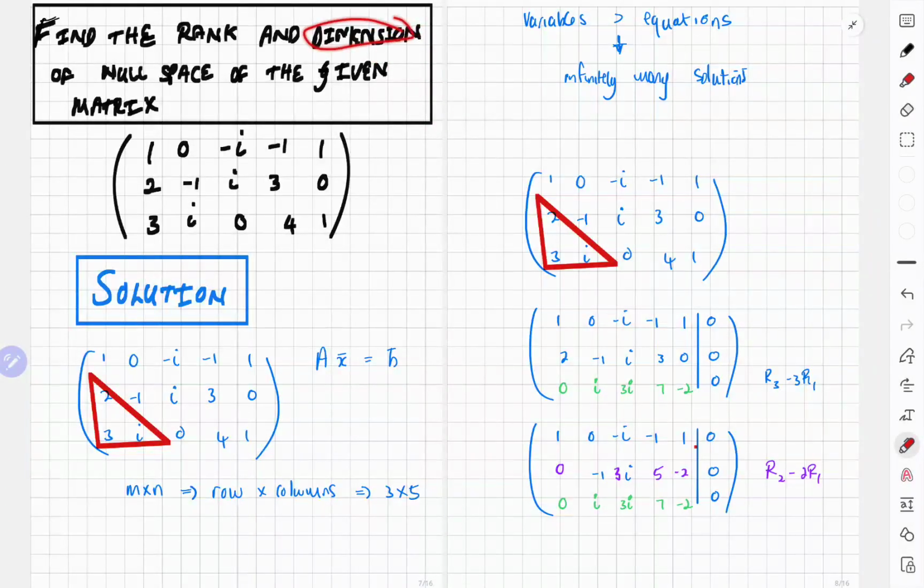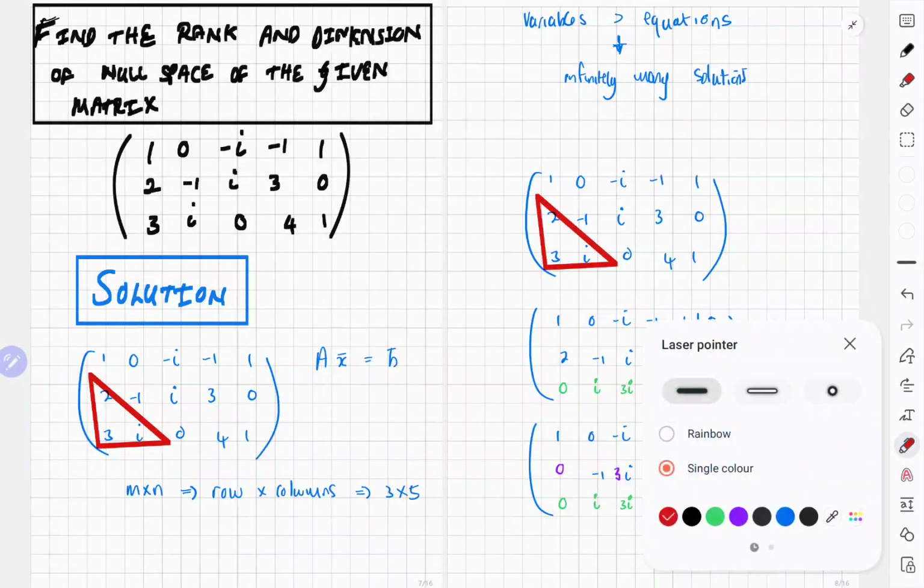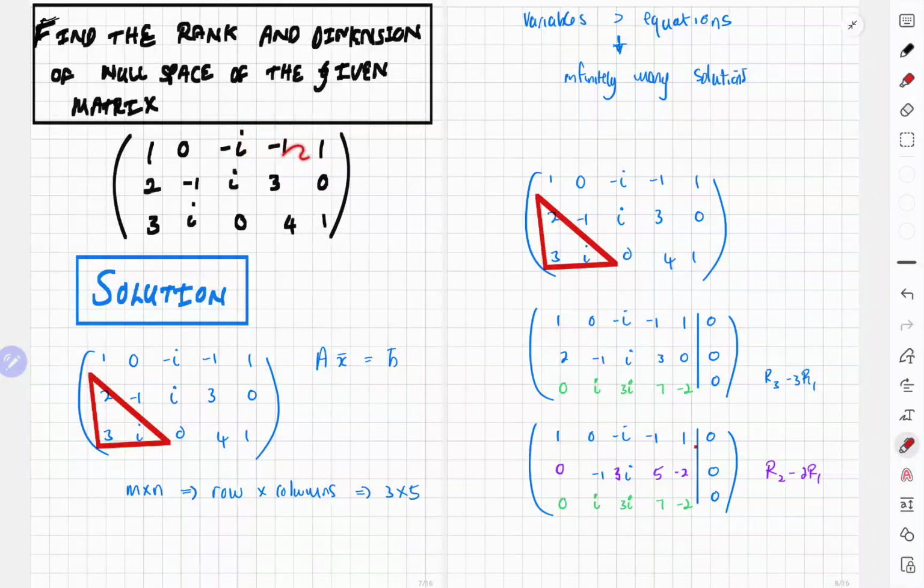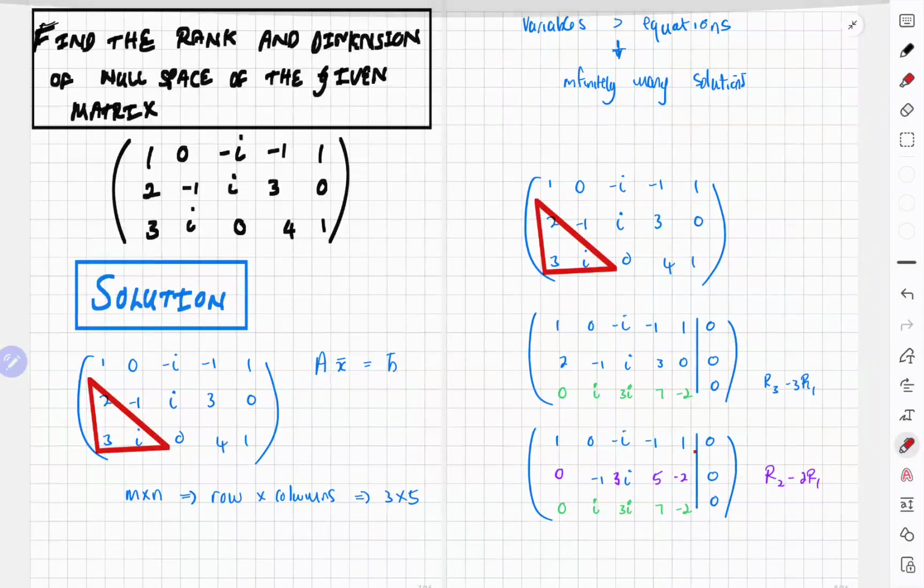Now what are we going to do? We're going to do the dimension of the null space. But I will explain again what null space is just now. Now remember what we're going to do. We are going to do Gauss elimination. But now something that I want you to remember from my previous videos.